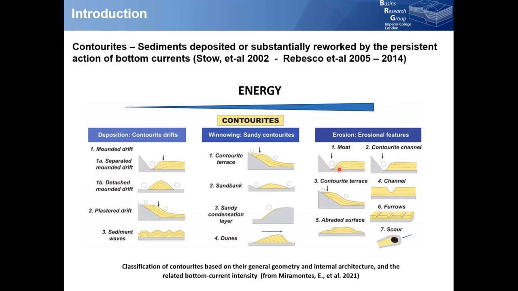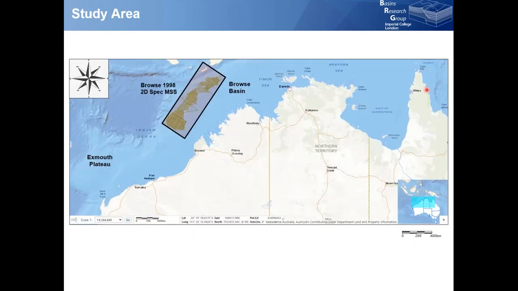Okay, so we are going to use this later in order to see what we have done so far and why it is very useful to use this new classification proposal. The area of study is located towards the northwest part of Australia. We have about 75,000 kilometers of 2D and 3D seismic. As mentioned before, this is a 2D survey called Browse 1998, and this area provides very good information about what we are trying to find and how they behave.